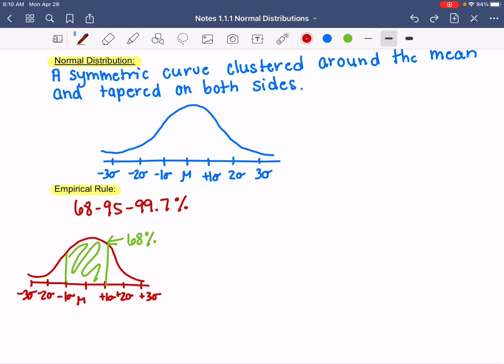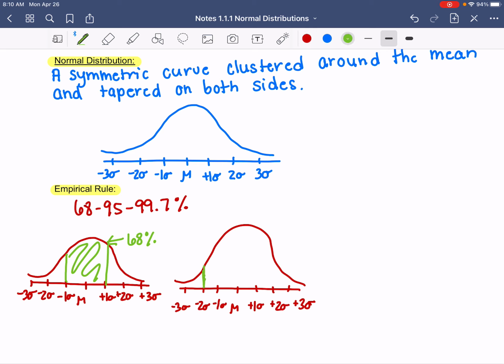Then the next rule, so see how it says 68, 95, 99.7. So the next one is we have our normal curve. I didn't draw that very good. So in the middle we have our mean, and then you're going to add 1, 2, 3 standard deviations to the right. You're going to subtract 3 standard deviations to the left. In between -2 standard deviations and +2 standard deviations, so if you add 2 standard deviations and subtract 2 standard deviations from the mean, that's going to hold 95% of your data. So 95% of your data should be within 2 standard deviations up and down from the mean.